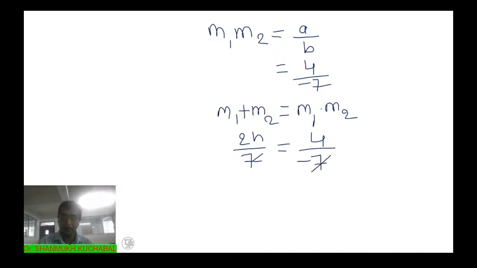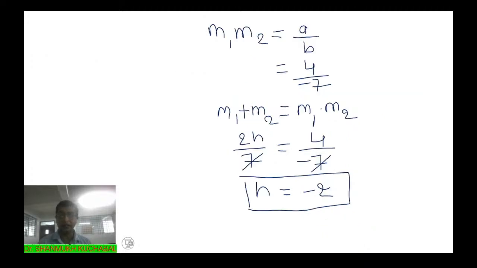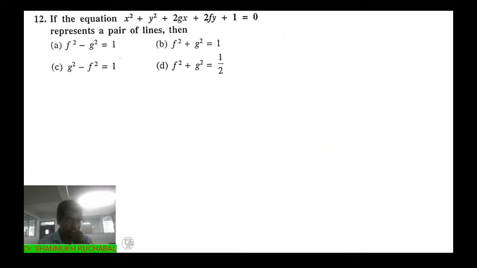So 7 cancels, so we get h equal to, after simplification, minus 2. So we get the solution for h as minus 2. Therefore the right option is option D, h equal to minus 2 is the right answer. Now we will move to the next example.